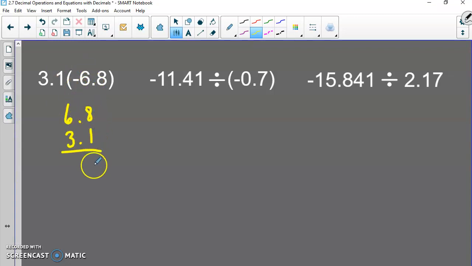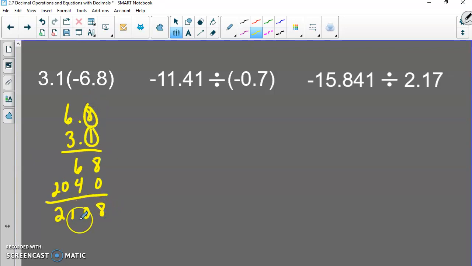So we're going to multiply 1 times 8, 1 times 6. Next row, remember to add a 0 there. 3 times 8 is 24. 3 times 6 is 18, plus 2 is 20. And then add 8, 10, carry the 1, 1, and 2. Now we count decimal places. I have 1, 2, so we move the decimal from here, 2 places, and I get 21.08. And I notice here there's a negative. 1 negative means the answer is negative.